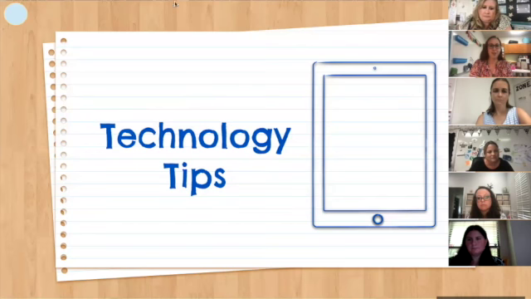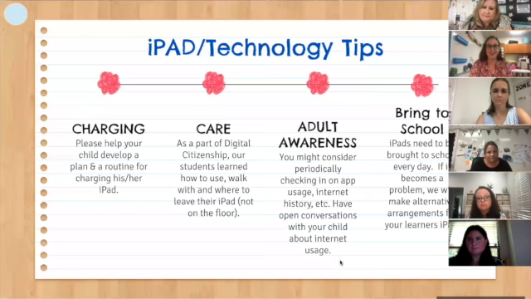Some technology tips for everybody. Number one, this is a big one, charging. Please, please, please help your child remember to charge their iPad every evening and bring it back to school charged. We have very, very few chargers here, and plugs are hard to find because they're usually covered by furniture or something. So it's tricky to get them charged here. We can do it, but they either need to bring their charger or we're borrowing from friends and things like that.